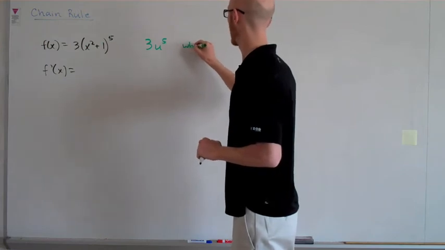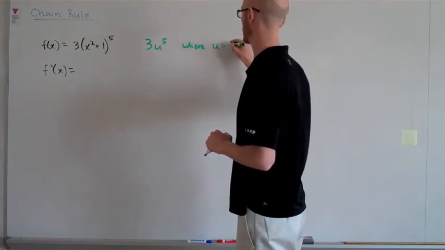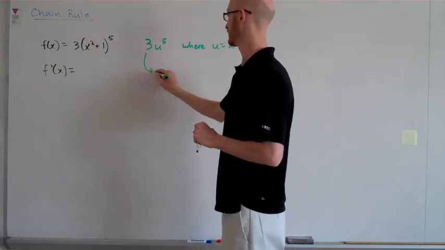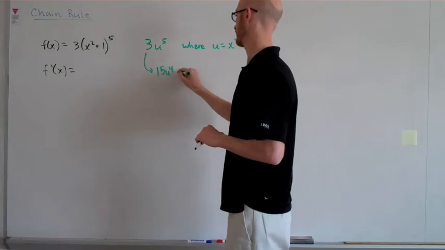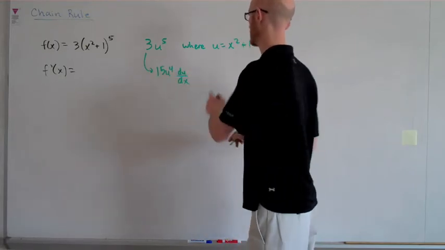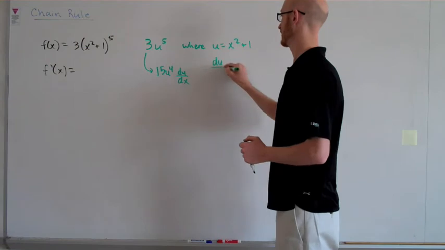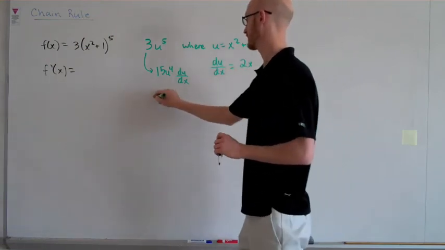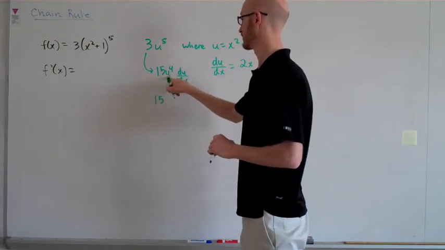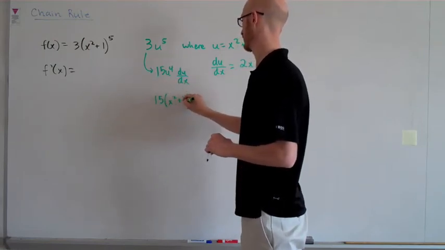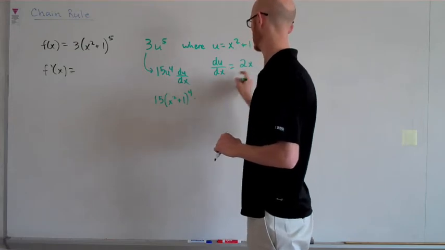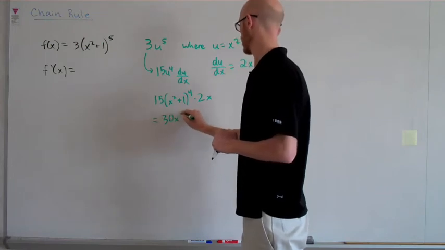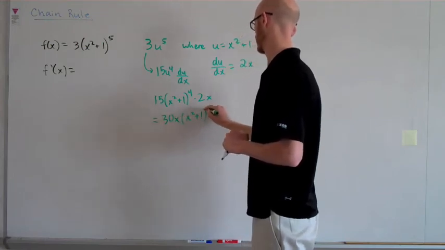So where u is equal to x squared plus 1. So the derivative of this would be 15u to the 4th du dx. So now a little side calculation over here is, what is du dx? Well, derivative of u with respect to x is just 2x. So this would be 15u to the 4th, that's x squared plus 1 to the 4th, times 2x, also known as 30x times x squared plus 1 to the 4th.